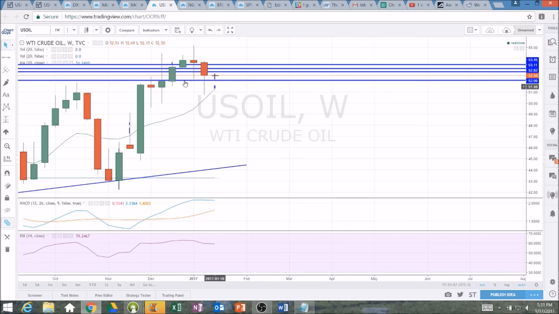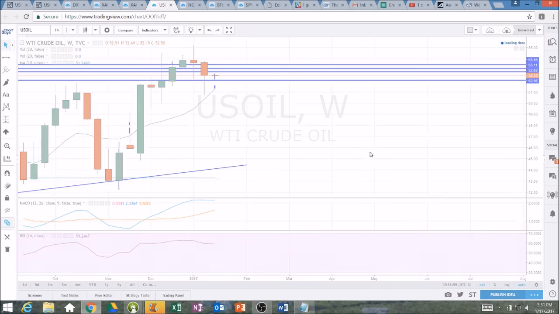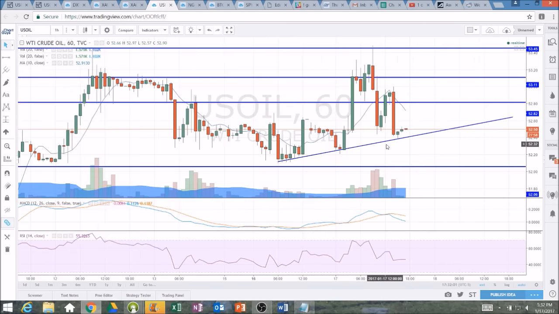So to break it all down in easy terms, key support on oil, I am looking at 52.21 and 52.06. Key resistance, 53 and 53.49. I appreciate you watching. We'll check back in tomorrow and see if the bulls can maintain this higher low pattern.